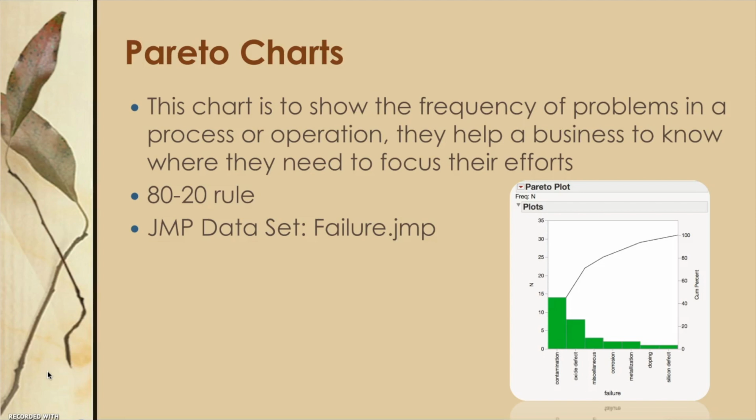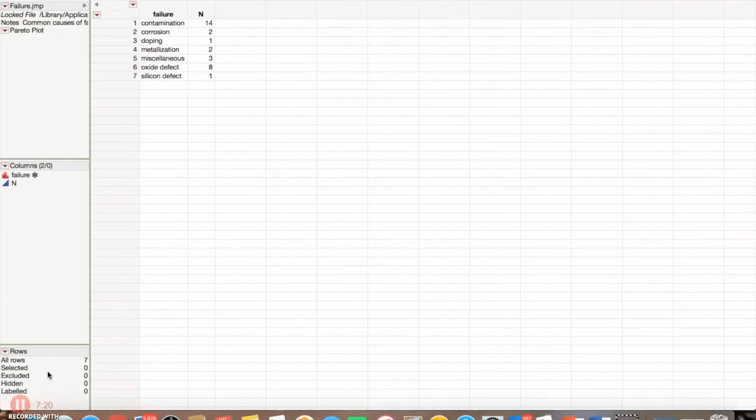So in JMP, we're going to be using failure. So here's the data set. This failure is supposed to be of different circuits that you're looking at. So these would be the failures of certain circuits, and this will be the frequency of them.